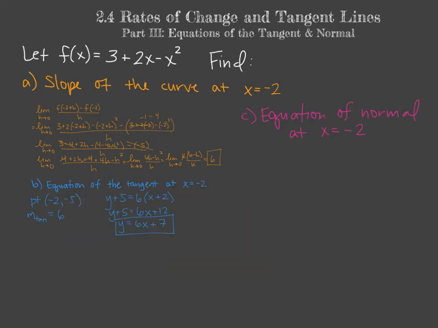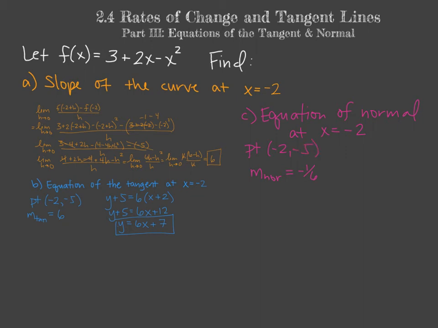The next thing that we want to find is the equation of the normal line at x equals -2. Remember that tangent lines and normal lines are perpendicular, so the slope of the normal line is going to be the opposite reciprocal of the slope of the tangent line. In that case, the opposite reciprocal of 6 is -1/6, and we're at the same point, which is -2, -5. We already found that coordinate. Well, we found the y-coordinate.